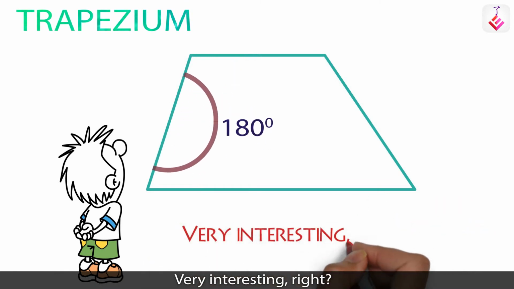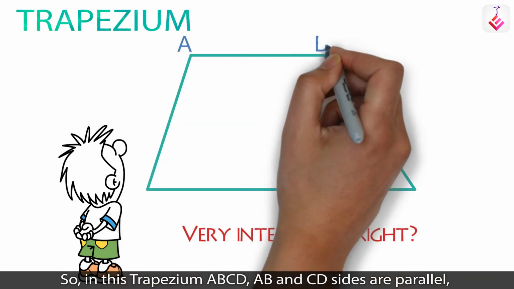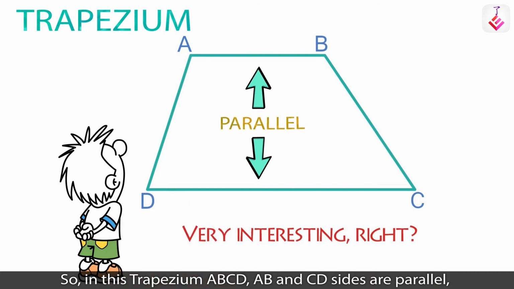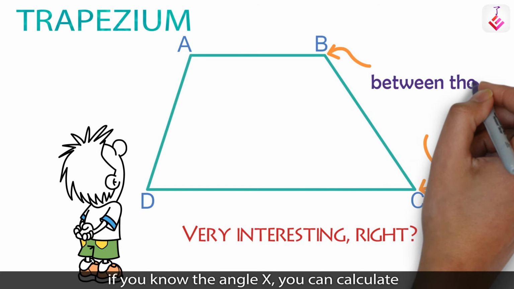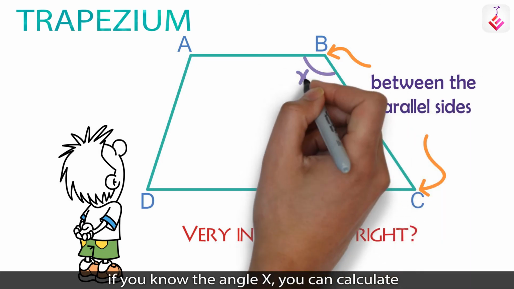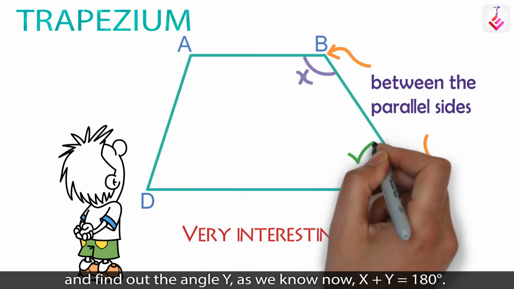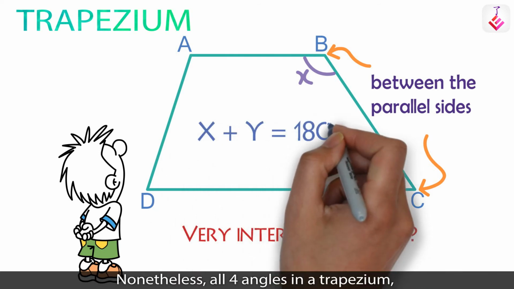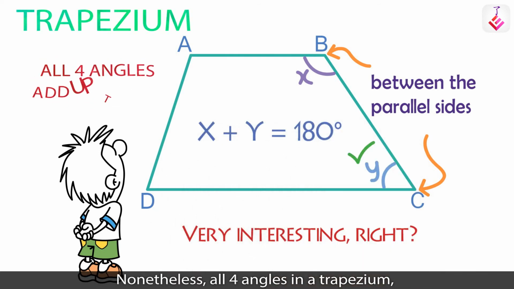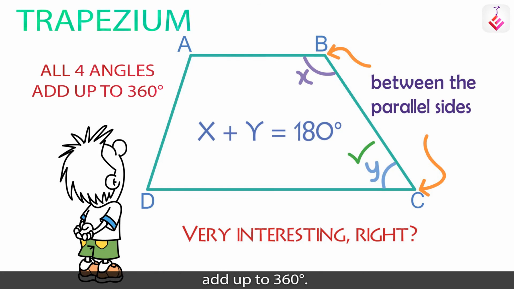Very interesting, right? So, in this trapezium ABCD, AB and CD sides are parallel, but BC and DA sides are not. And between the parallel sides, if you know the angle X, you can calculate and find out the angle Y. As we know now, X plus Y equals 180 degrees. Nonetheless, all four angles in a trapezium add up to 360 degrees.